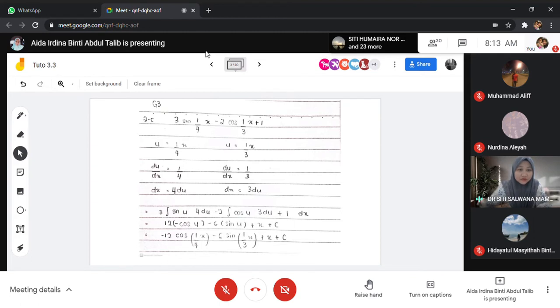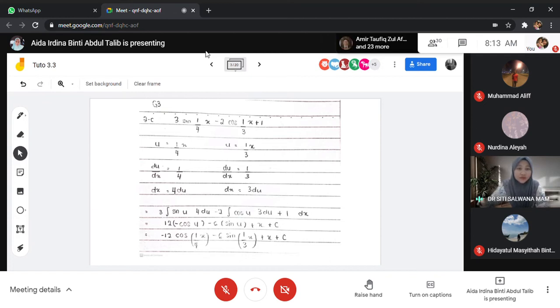And then you ganti balik dengan 1 over 4x. Okay, so dx actually kat sini dia dah jadi 4 du lah. Sama juga dengan the second part ni, untuk cos. Again dia guna u substitution. Otherwise you boleh juga directly integrate kan.